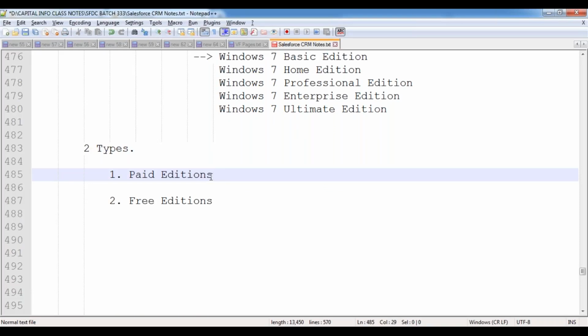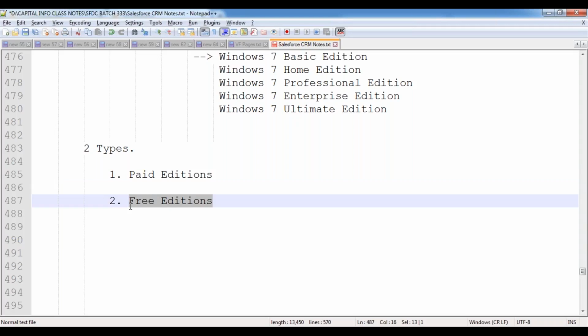What do you mean by paid edition? Paid editions are nothing but if you want to use this edition of features, then we have to make some payment to Salesforce. We have to pay some amount to Salesforce on a monthly rental basis. If it is a free edition, then you can take that software free of cost. We don't need to make any payment. We don't need to pay any amount to Salesforce. We can take that software free of cost.